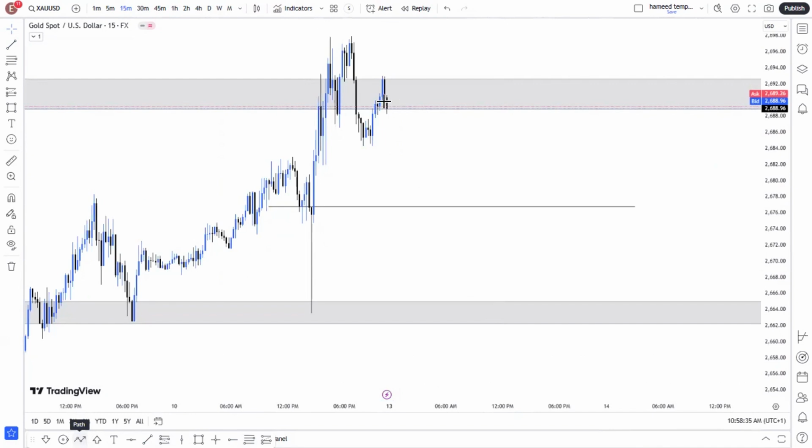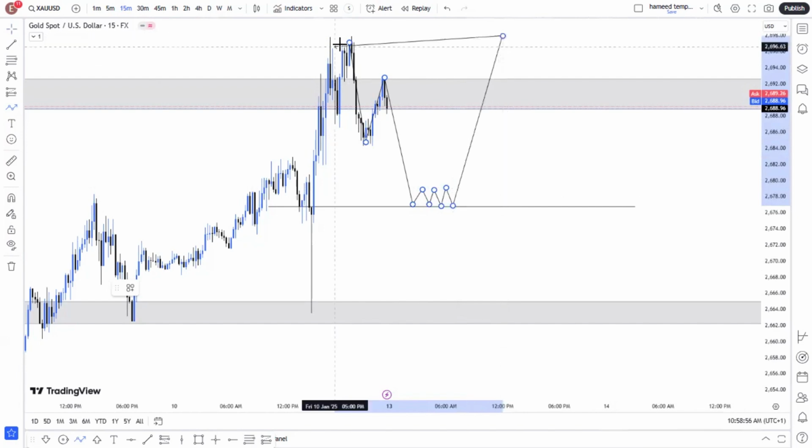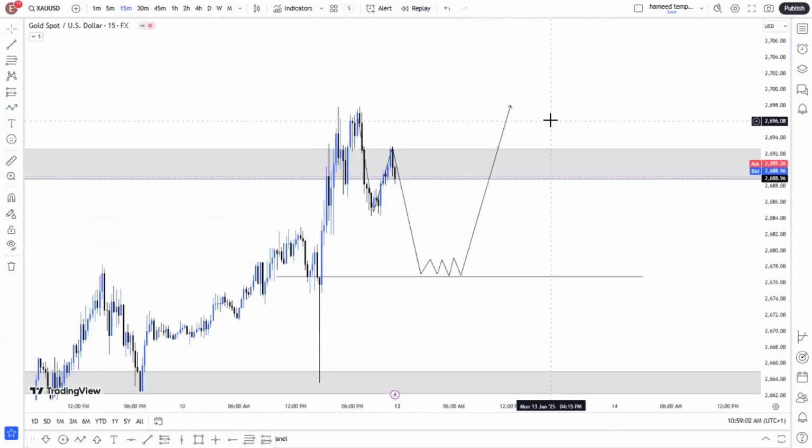It comes from here. So we have something like this, then come down here. Give me some sort of reaction around here, one or two, then move to the upside. I'll be targeting this high here. So that's it for XAUUSD.